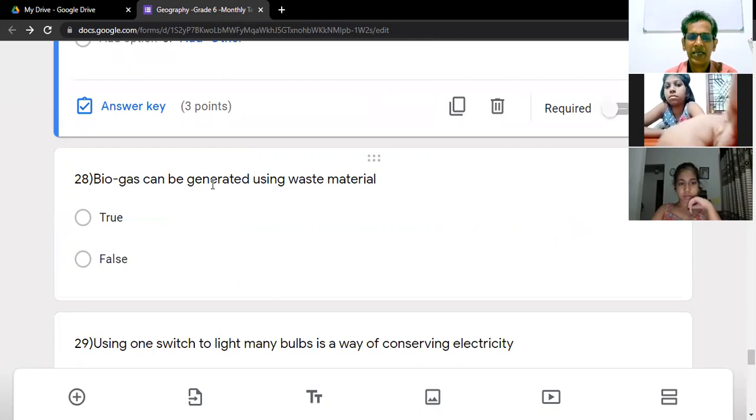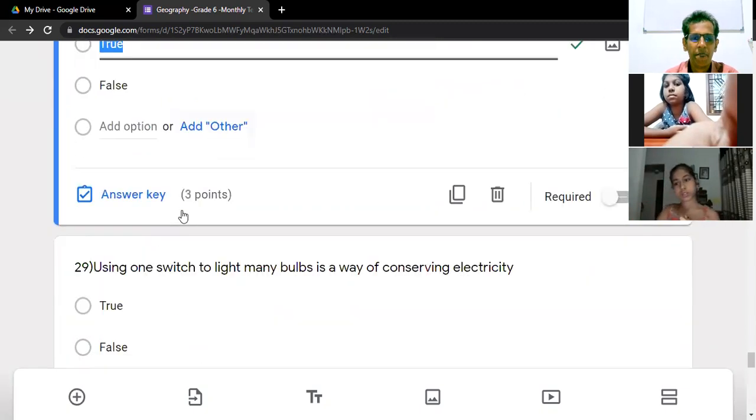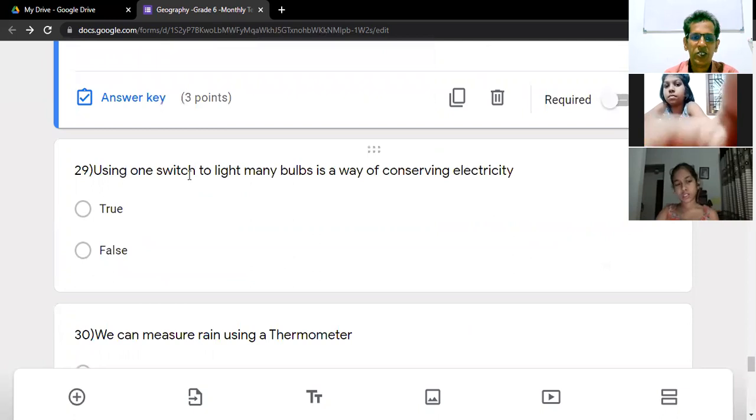Biogas can be generated using waste materials. True. Using one switch to light many bulbs is a way of conserving electricity. False.